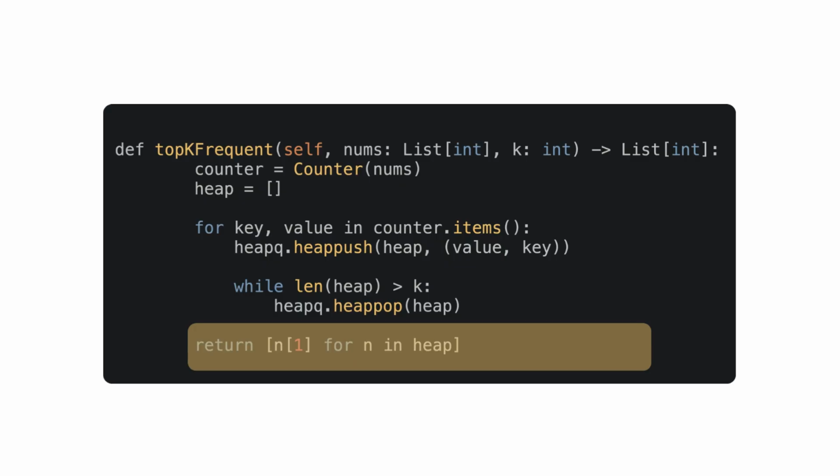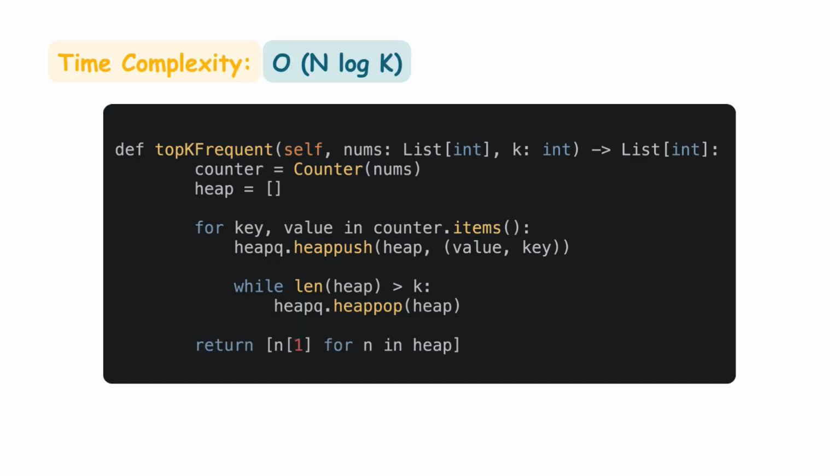This brings our time complexity down to O of n log k because we are pushing up to n elements into the heap. Each heap push or heap pop operation takes log of k time, since the heap size is capped at k. The space complexity is O of n for the space occupied by the count hash map.